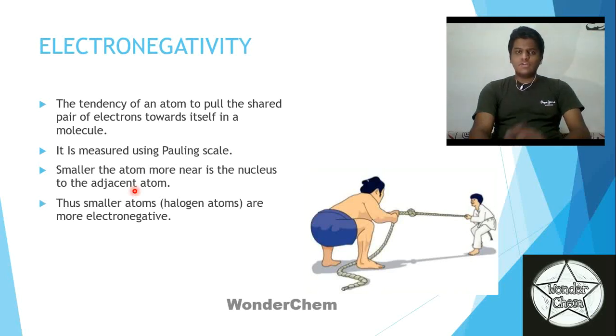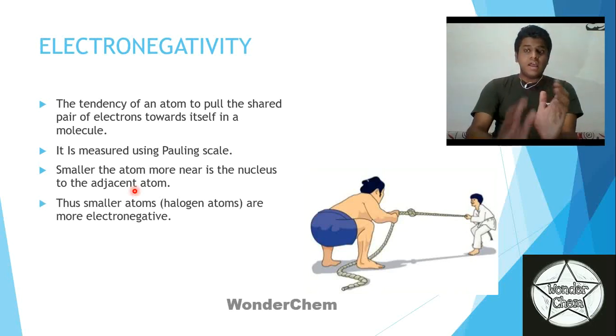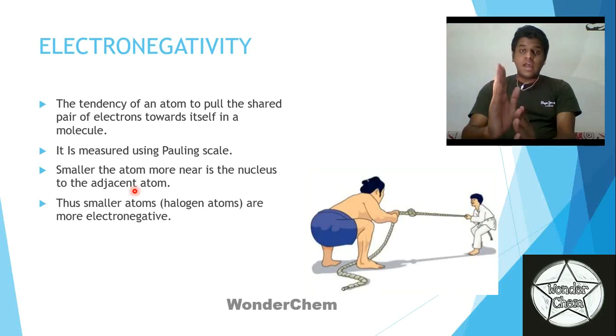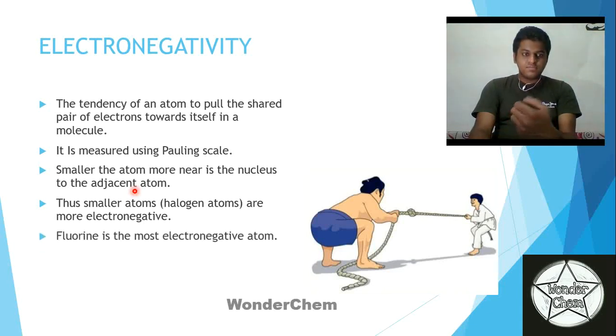Thus smaller atoms. When you look at the periodic table, you know that halogens, which are present in the 17th group, have a smaller atomic radius, which was already discussed in the atomic radius session. I hope you remember that. Halogens have smaller atomic radius because atomic radius tends to decrease across the period. Halogens are smaller atoms, so that means halogens should have more electronegativity. Amongst halogens, which is the smallest? We know that it is fluorine. So obviously, fluorine is the most electronegative atom.